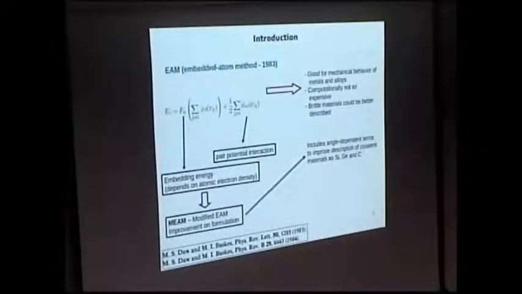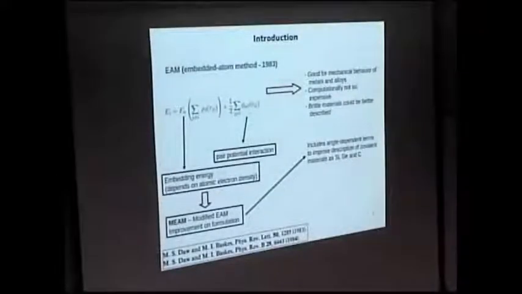One option that appeared in 1983 was the EAM method. It is used up to now. Many people like to use this potential, but it has an interesting thing that is the embedding energy, because it depends on the atomic electron density, and we have a contribution of a pair potential interaction. Then this term here is related to the chemical environment, and it's something that is different from the Lennard-Jones option, for example. And this is maybe the great thing of EAM.